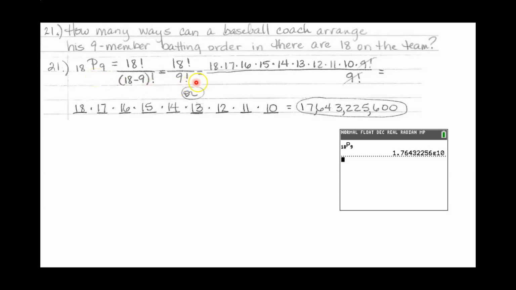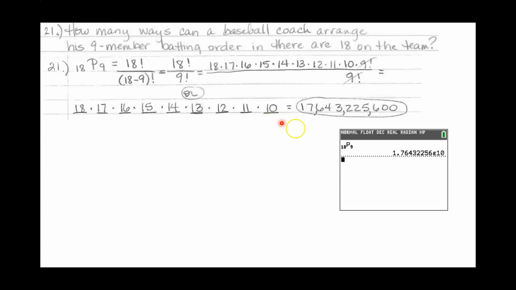So we could work it out with the formula. We could put it in our calculator, or you also, with a permutation, remember, can work it with the blanks. So I'm going to give myself 9 blanks for the batting order. There are 18 different players on the team that could bat first. And then after one of them bats first, there's only 17 left to bat second, 16 left to bat third, bat fourth, fifth, sixth, 7th, 8th, 9th. And so you can see that's going to give us the same answer as well.